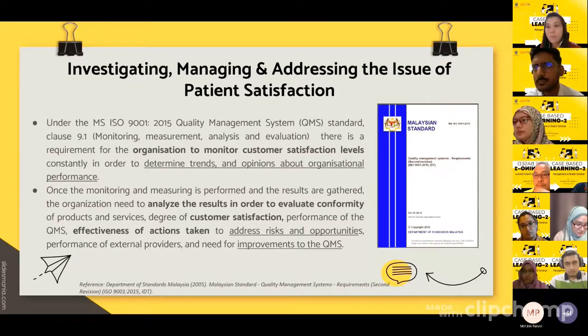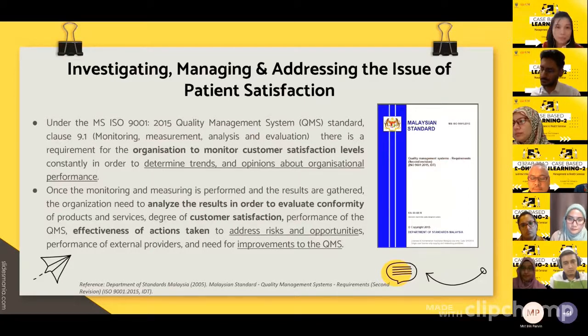After monitoring and measuring are done, there is a need for the organization to then analyze the result, evaluate the level of conformity to the set standard, and take action to address any risks or opportunities that are identified as part of continuous improvement of the organization's quality management system.